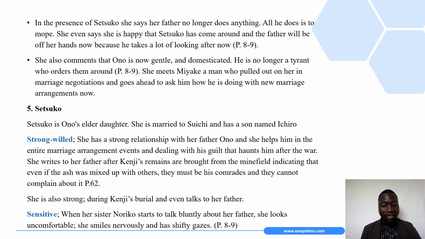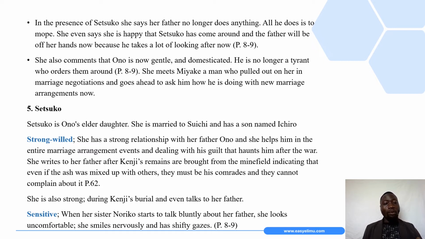So the fifth character again that we are also looking at here is Setsuko. So remember, Setsuko is Ono's elder daughter. She is married to Suichi and has a son named Ishiro. So Setsuko is strong-willed. We are told that she has a strong relationship with her father, Ono, and she helps him in the entire marriage arrangement events and dealing with his guilt that haunts him after the war. She also writes to her father after Kenji's remains are brought from the minefield, indicating that even if the ash was mixed up with others, they must be his comrades and they cannot complain about it. So she is also strong, that is during Kenji's burial, and even talks to her father.